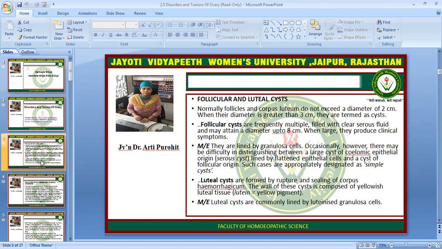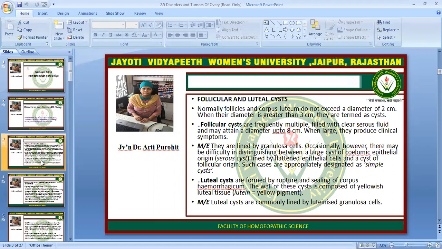Normally, follicles and corpus luteum do not exceed a diameter of 2 cm. When their diameter is greater than 3 cm, they are termed cysts. Follicular cysts are frequently multiple, filled with clear serous fluid, and may attain a diameter of 8 cm. When large, they produce clinical symptoms. On microscopic examination, they are lined by granulosa cells.